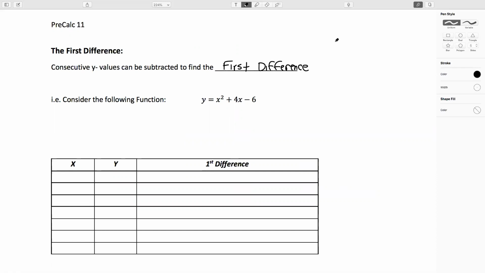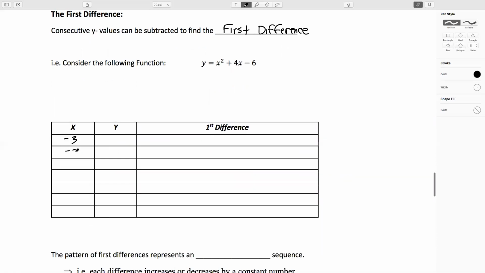And to go through this concept, we're going to find the first difference for a specific function. So the function is x squared plus 4x minus 6. And we need to create a table of values for this function. Most of the time in a question, you'll be given the table, but we need to make our own table this time. So again, we'll pick the same x values: minus 3, minus 2, minus 1, 0, 1, 2, and 3. Unless you've got a reason to pick different x values, like if you know it's been shifted to the right, these are always a good starting point.